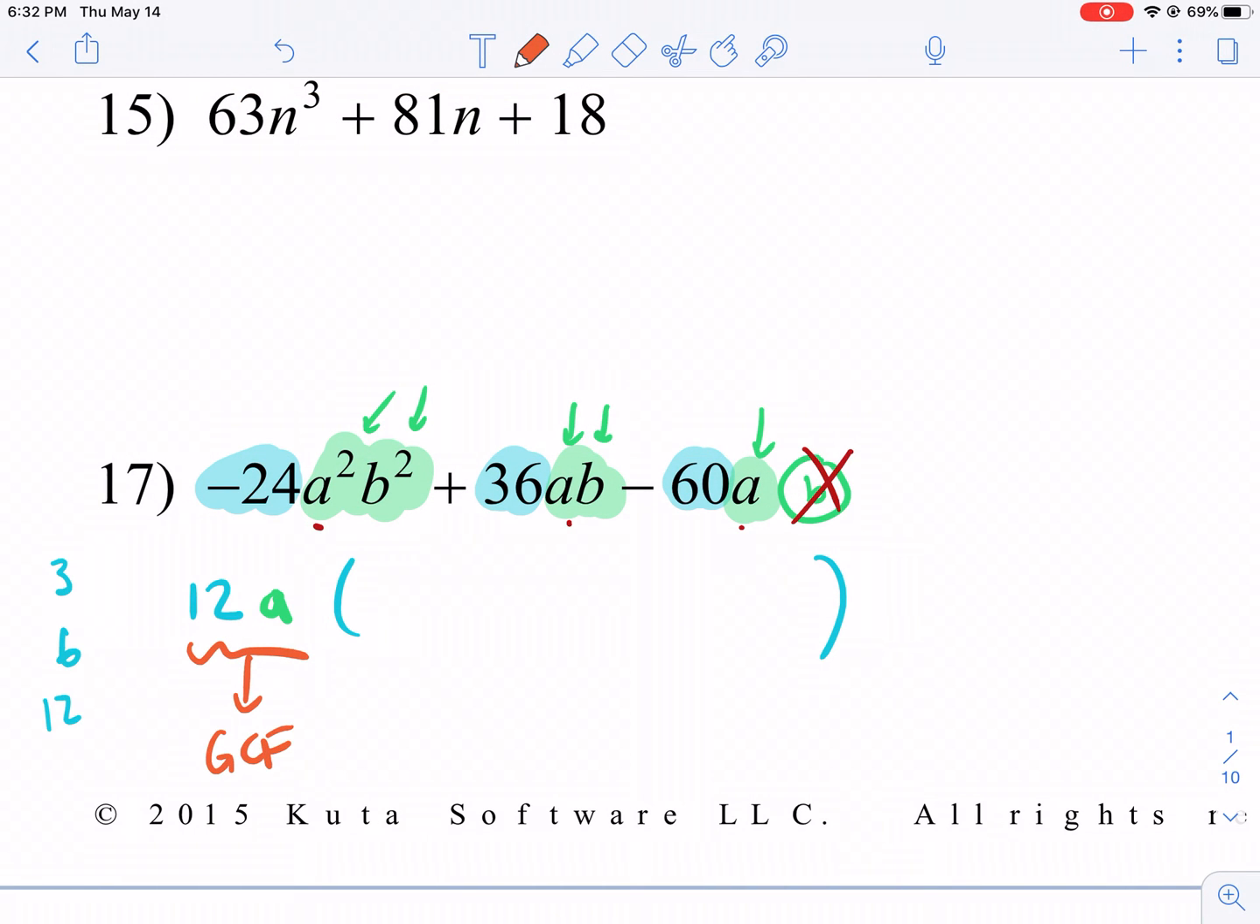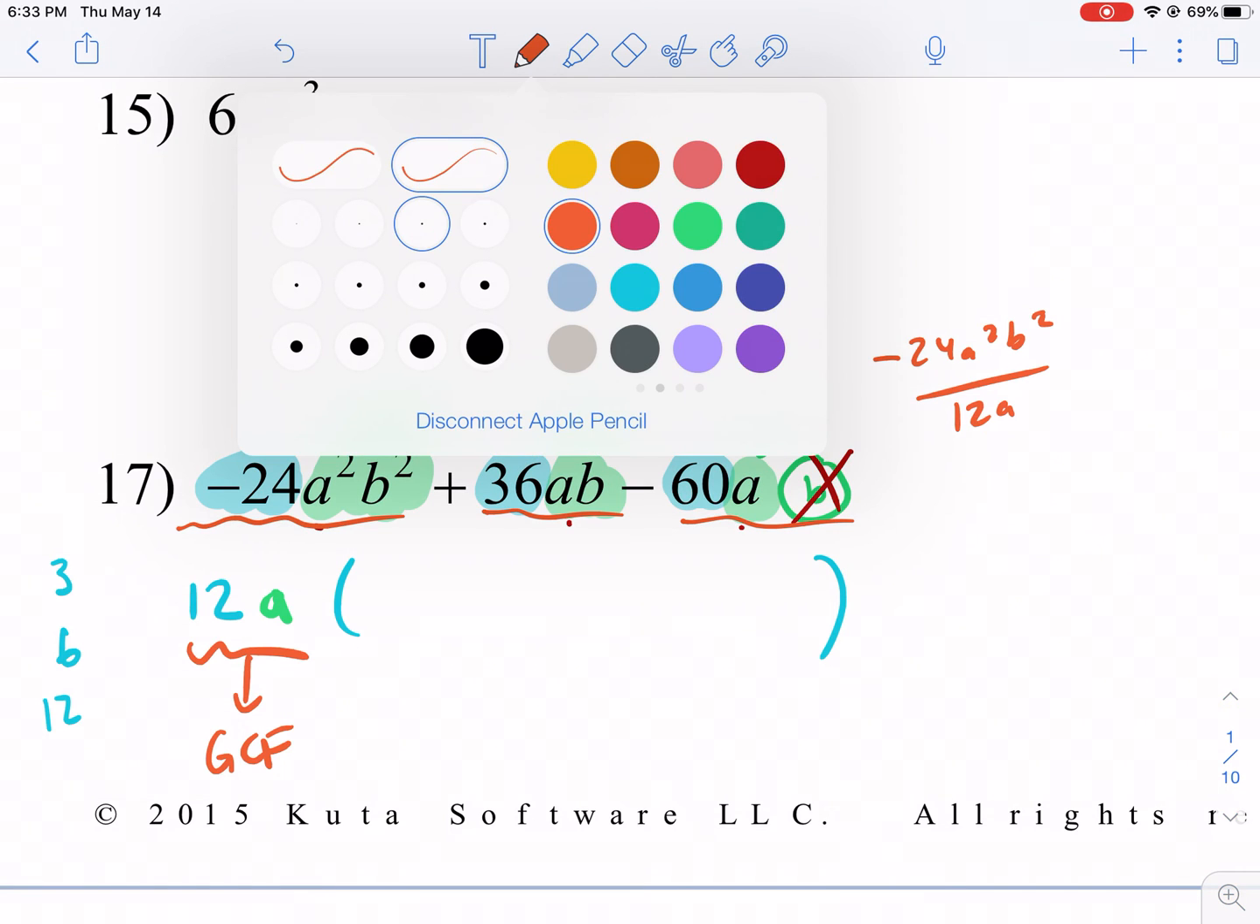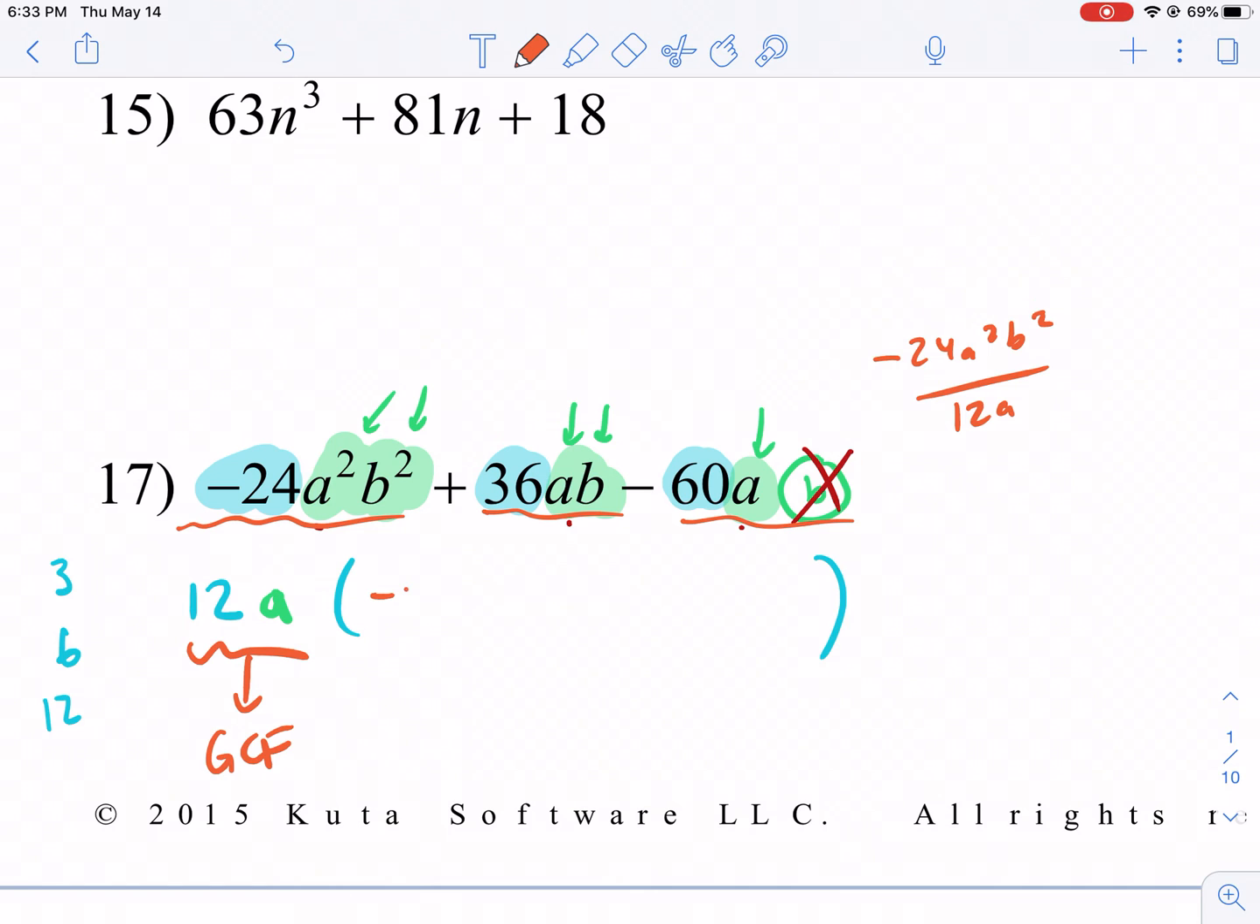GCF, greatest common factor. Now we're going to take each one of these and we're going to divide it by the GCF. So we say negative 24 a squared b squared divided by 12a. That gives us, I guess I'll write it in orange, negative 2, because I did negative 24 divided by 12. The a squared cancels with one of the a's, we're left with a, and then b squared doesn't cancel with anything. I copy the plus because it's plus here.